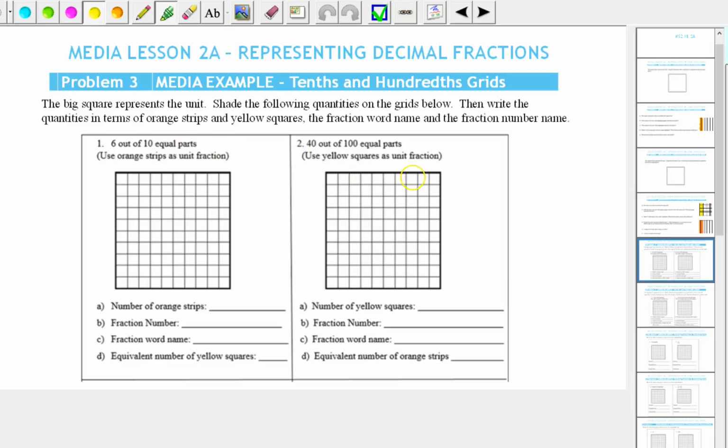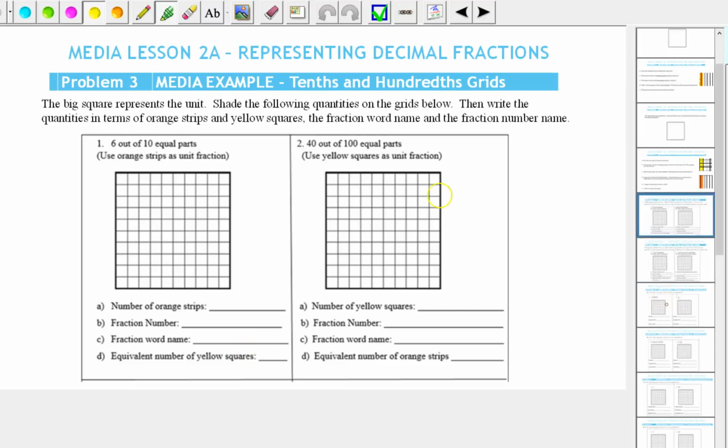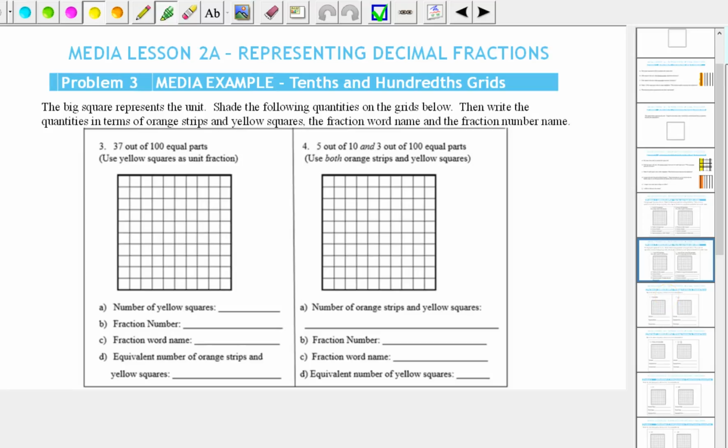Okay. And now there's quite a few problems where we use things like 6 out of 10 equal parts, 40 out of 100 equal parts. We talk about the orange strips, the yellow squares, fraction numbers. So the fraction, so this would be 6/10, word name, and then also writing it as an equivalent number of yellow squares or orange strips. So again, really connecting all of these ideas. Okay. The language, the fraction number, the fraction word name, which is the same as our decimal word name, so really building these together. Equivalent number of orange strips and yellow squares.